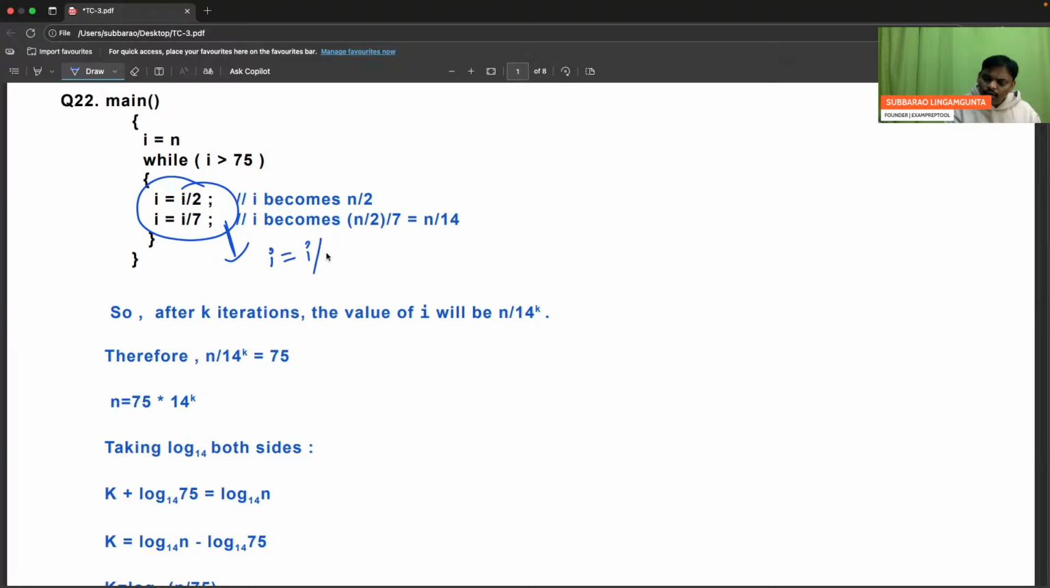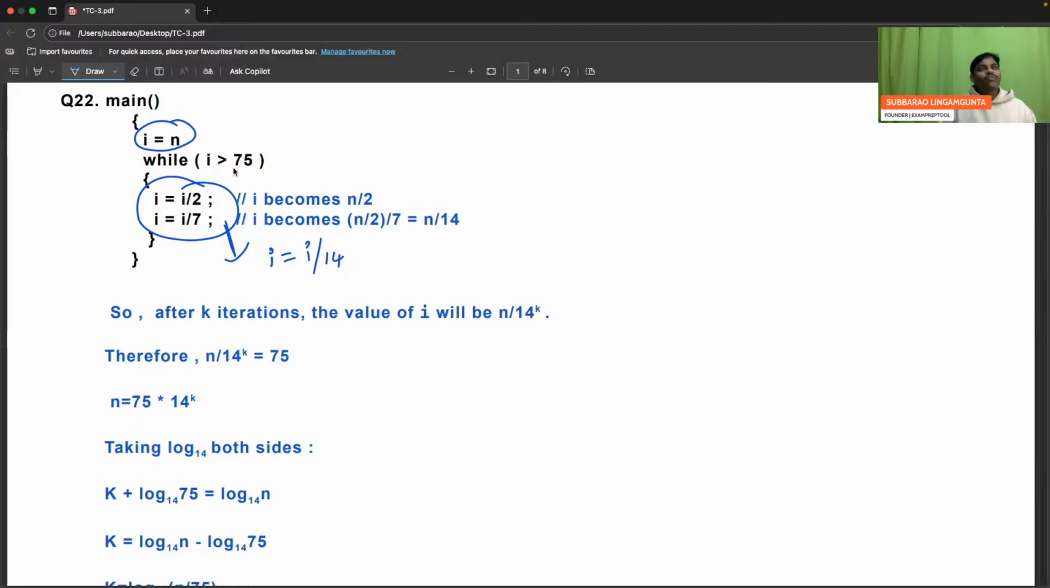Means overall i is decrementing. That means the initial i value is a bigger number because you are decrementing. So in the loop, you are decrementing until the termination condition happens. The termination condition is i greater than 75. So when i value becomes 75, 75 greater than 75, the condition fails.